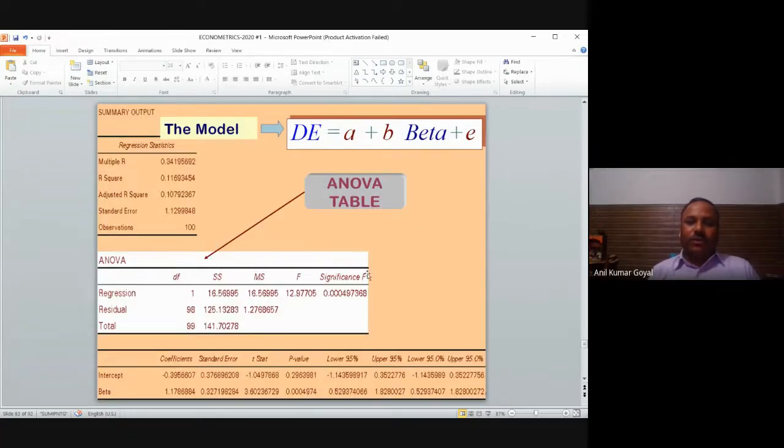So in ANOVA, we see the significance level. If my significance value is less than 0.05, then I can say that my model is fit.